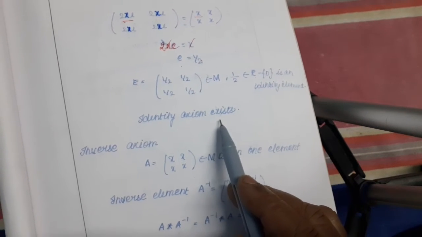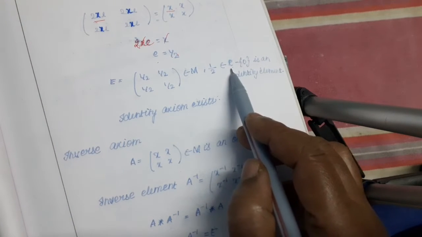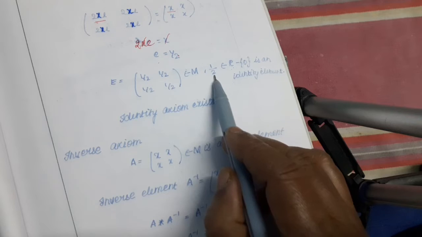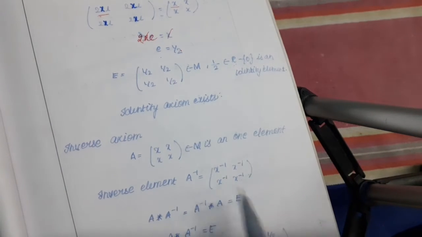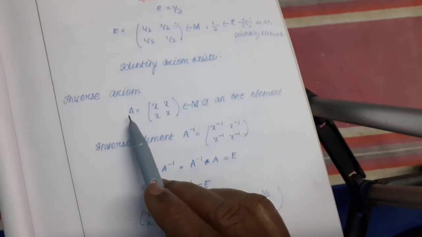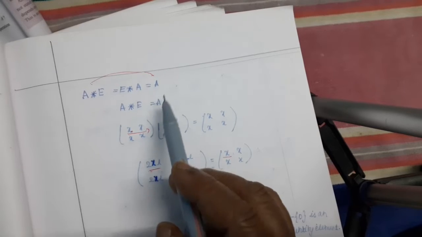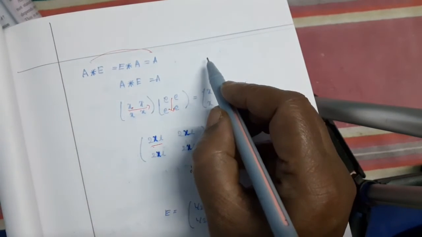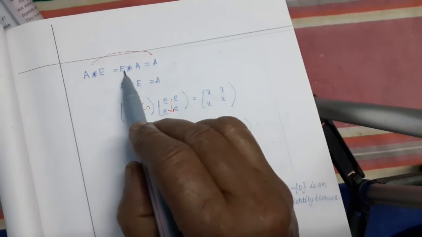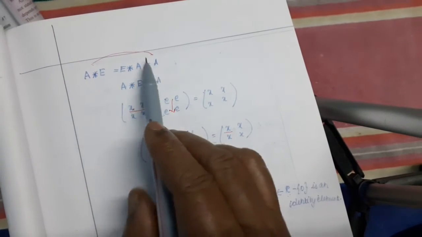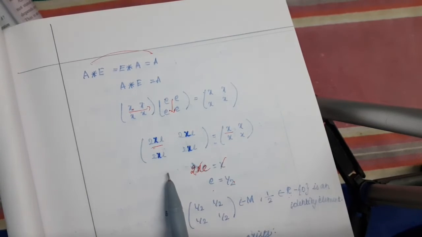The identity axiom exists. The identity element exists. Except 0, all the elements are suitable from the real numbers. We get the identity element as 1 by 2. Therefore, the identity element exists and the identity axiom is satisfied. Next, the inverse axiom. What is the identity property? A star E equal to E star A equal to A. For example, 1 plus 0 equal to 0 plus 1 equal to 1, because 0 is the additive identity. Similarly, A star E equal to E star A equal to A. Using this, we find the identity element by comparing A star E equal to A.